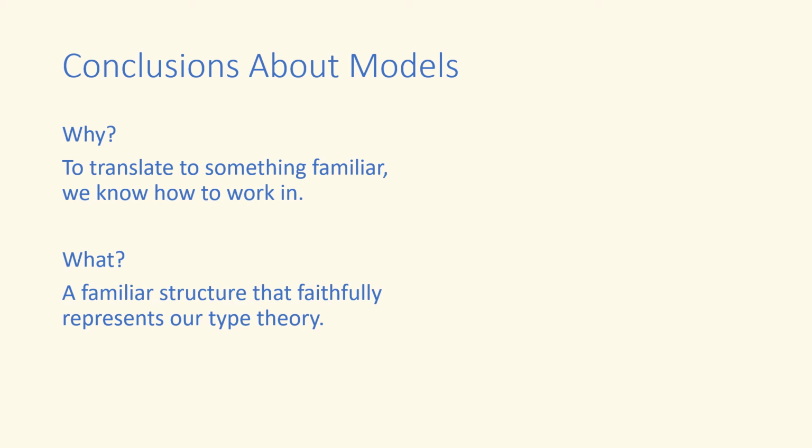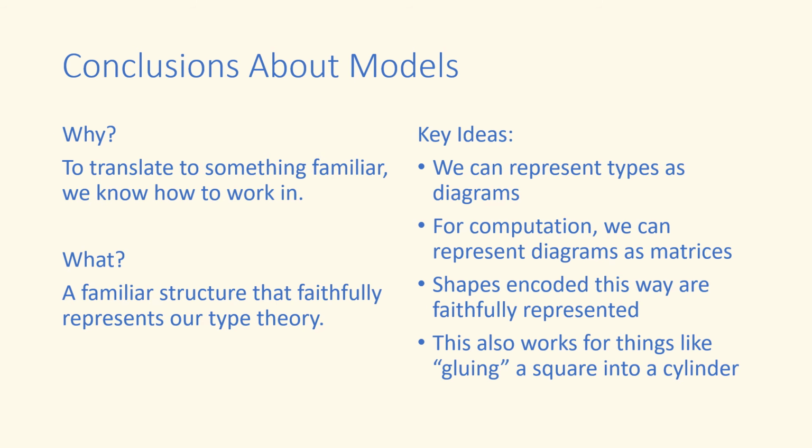So let's summarize the more abstract things that we've dealt with. Why do we want a model? To translate our type theory into something familiar we know how to work with. And we do that by finding a structure that faithfully represents our type theory, the model. As we've discovered, we can represent types as diagrams. To make that more computational, we can represent those diagrams as matrices. We saw that shapes are faithfully represented that way, and further, we can reason about them, as in the case of the difference between a cylinder and a square.